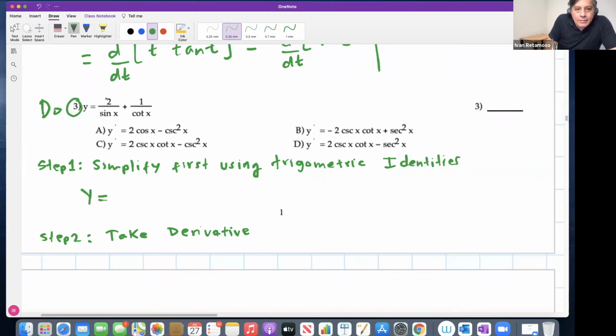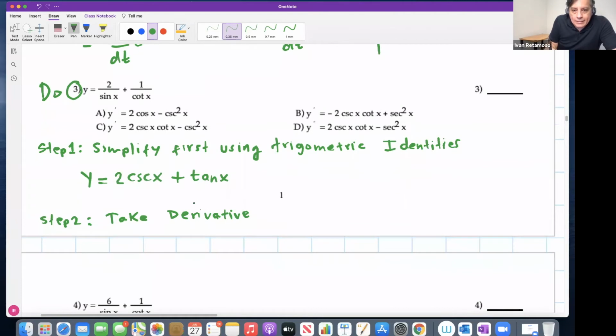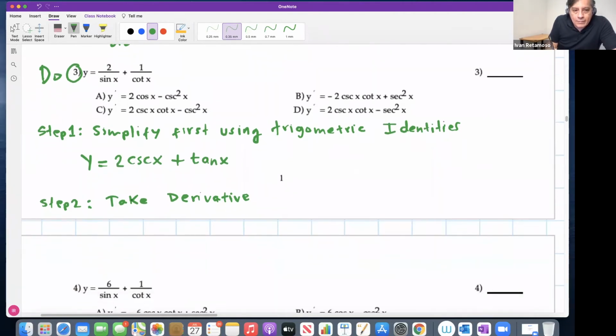We say y is equal to what? This is like 1 over sine, right? 1 over sine is cosecant, cosecant of x for this part. Plus, this is 1 over cotangent, but 1 over cotangent we said in trigonometry is tangent, right? Tangent. So we simplify using trigonometric identities. Now take the derivative. If you take the derivative, y prime, and using on purpose this other notation, the prime notation will be the derivative of this part plus the derivative of this part, right?